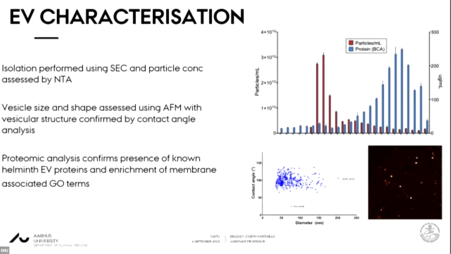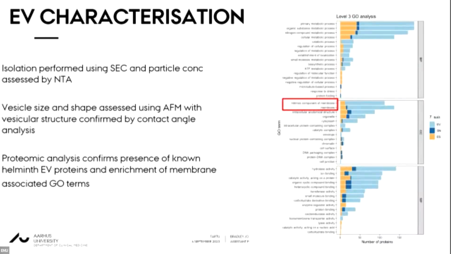So we did the standard characterization. We isolated by SEC, looking at the protein and particle ratios. We used AFM to confirm we had vesicles. Again, because we have no antibodies, we have to rely on proteomics. So we look for, intrinsic component of membrane was enriched in the EVs, but not in the other fractions. And we identify proteins that we now know are Helminth EV proteins.